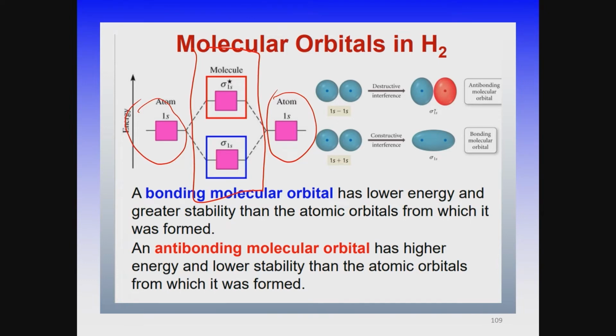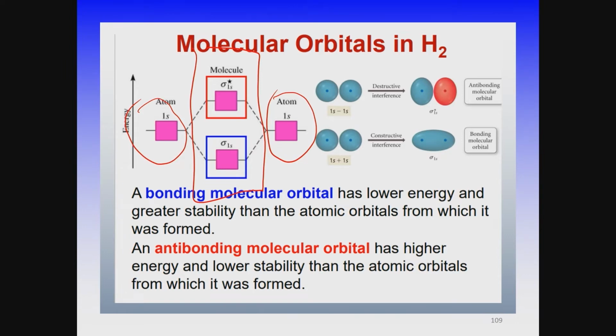I also want you to know that they're given names. In the bonding orbital in blue, you can see the designation is a sigma 1s molecular orbital. The reason it's called a sigma orbital is because the electron density is equally distributed around the axis between the nuclei, as we were talking about before with other orbitals.